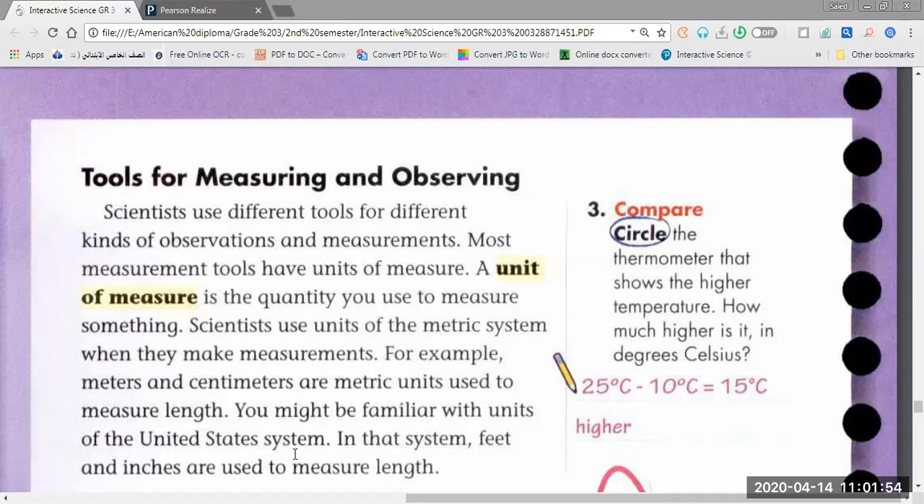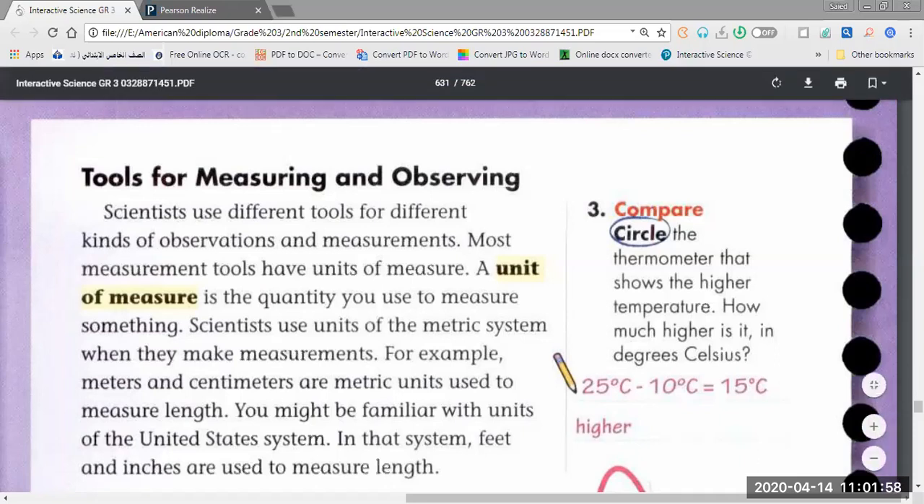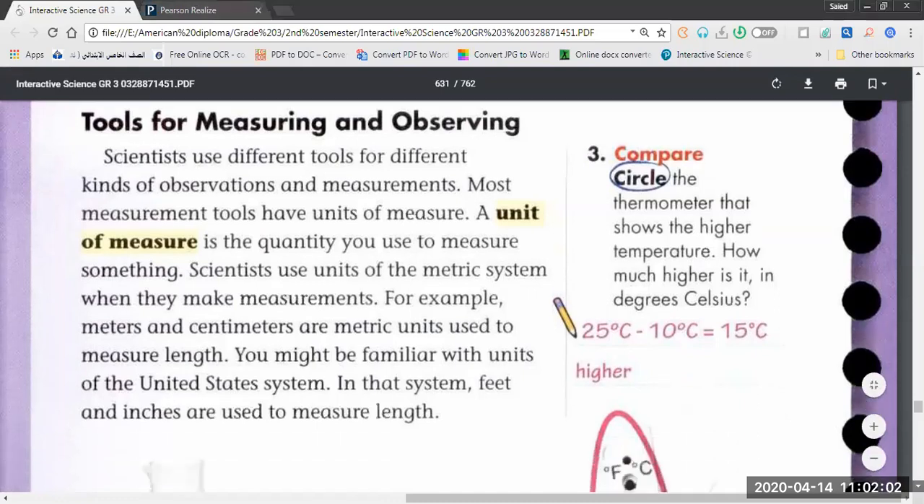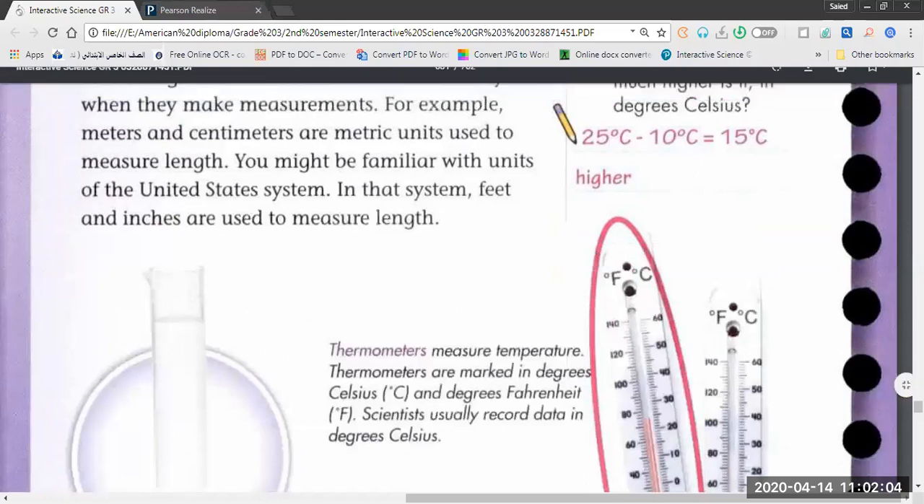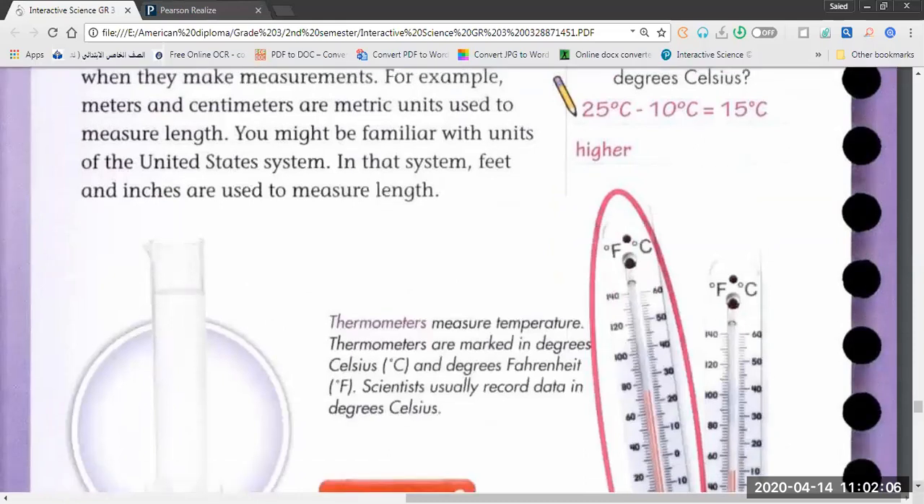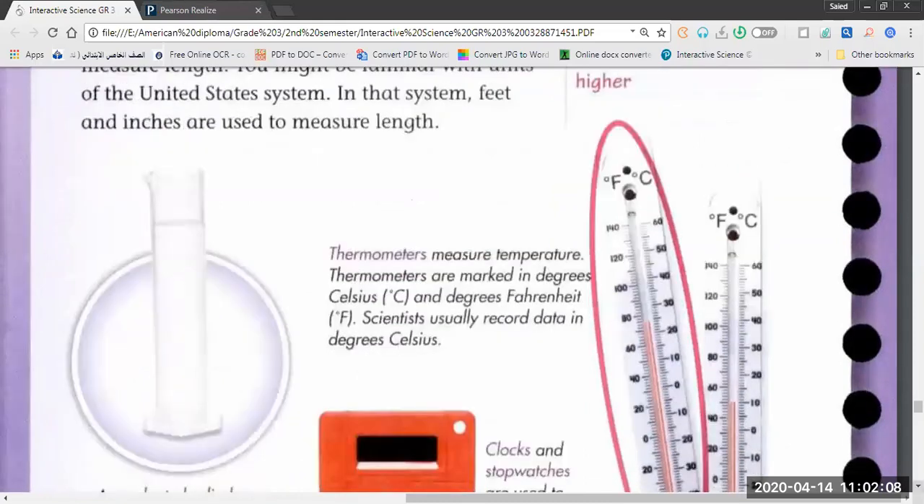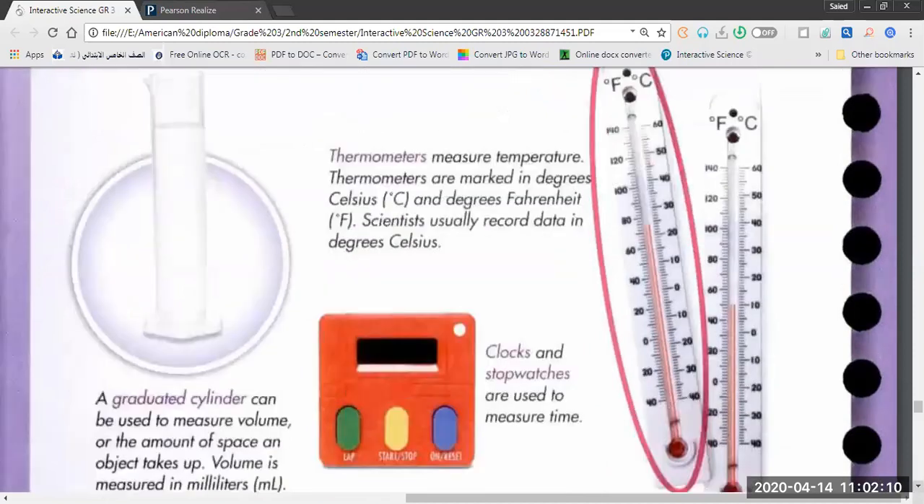Okay, that's right. Now we will know some different types of tools that scientists use or need. The first one, graduated cylinder. Graduated cylinder is a very, very important tool in the lab. Scientists can use it to measure volume. Graduated cylinder is used to measure volume.